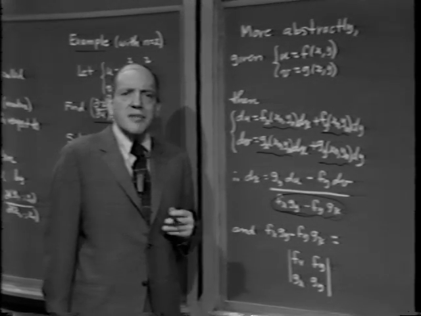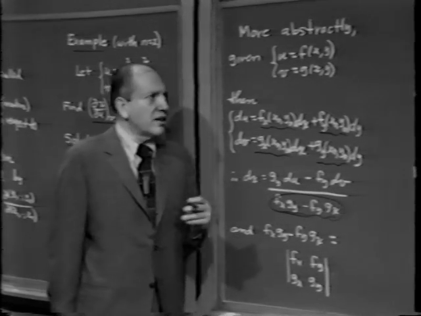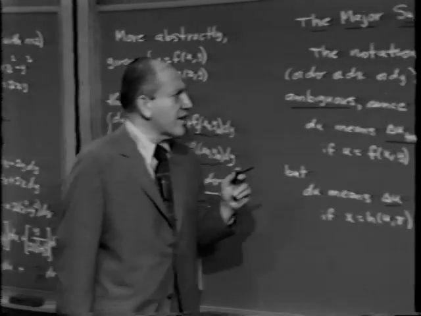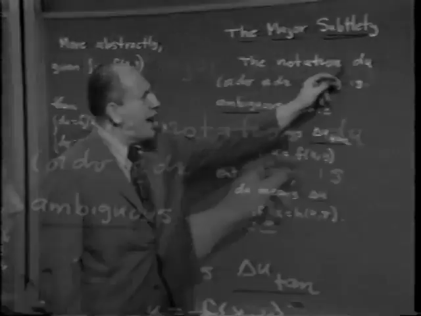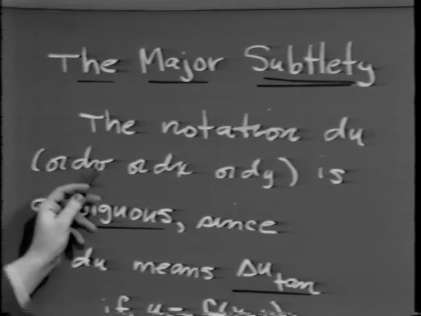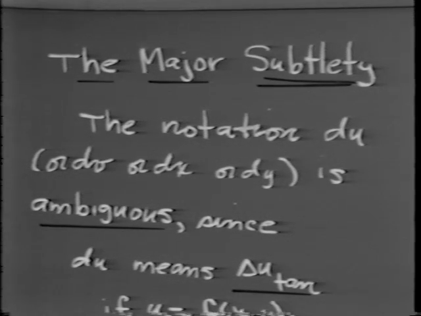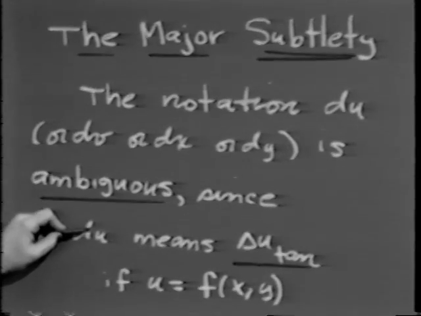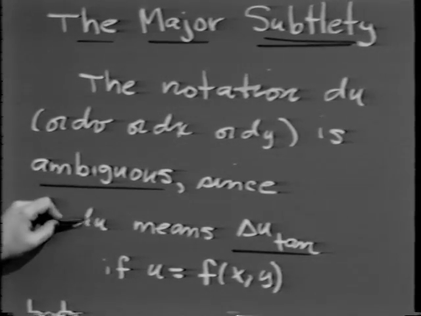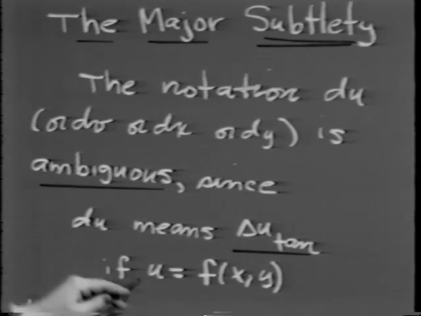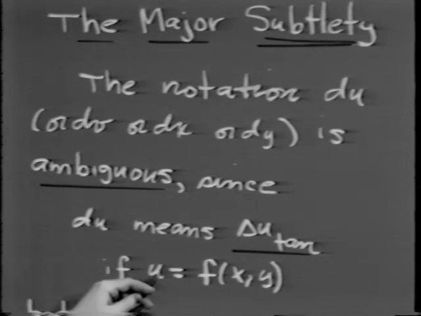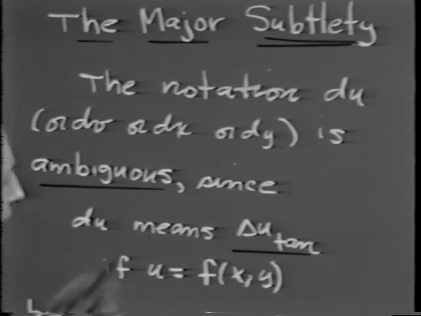The answer behind all of this is quite subtle. In fact, the major subtlety is this: the notation du, and for that matter dv or dx or dy or dx1, dx2, whatever you're using here, is ambiguous. And it's ambiguous for the following reason. Recall how we defined the meaning of the symbol du. If we're assuming that u is expressed as a function of the independent variables x and y, then by du we mean delta u tangent.